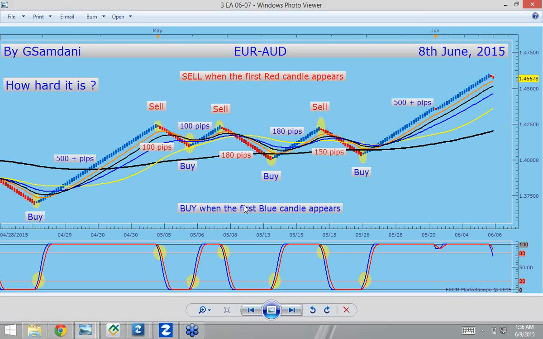Let's get started. This is a small chart I made on 8th June 2015. This pair is Euro Aussie, and you can see how these candles look. You may wonder that these candles look a little different than the regular MT4 or any other candlestick formation, right? These are called bricks, and these candles are a little different.